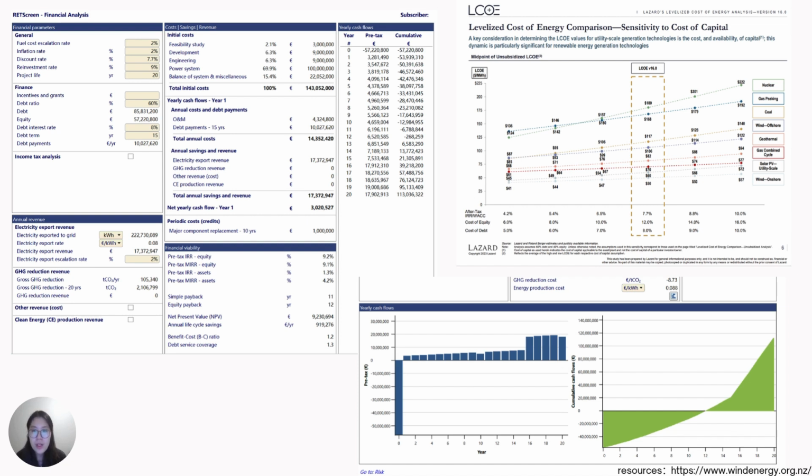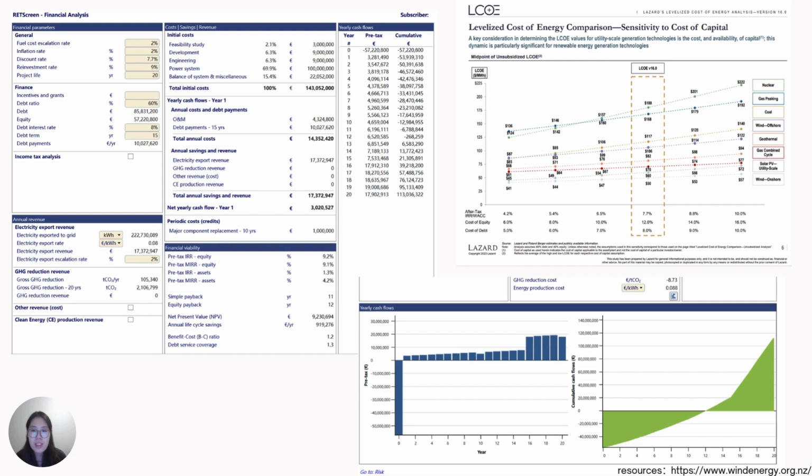The benefit cost ratio is 1.2, indicating that the benefit outweighs the costs, and the debt service coverage ratio is 1.3, meaning that the project can easily pay off its debt. The cash flow analysis shows that the cash flow is negative in the first year, then positive and peaks in the later years. This indicates that the financial trajectory of the project is strong.